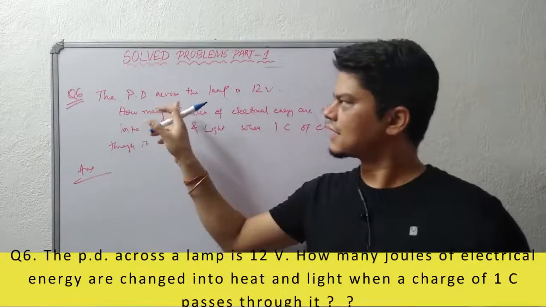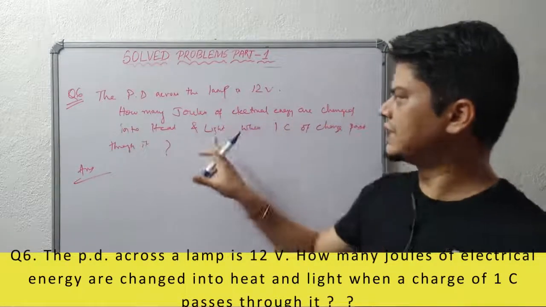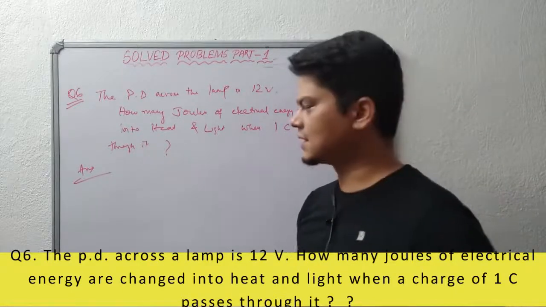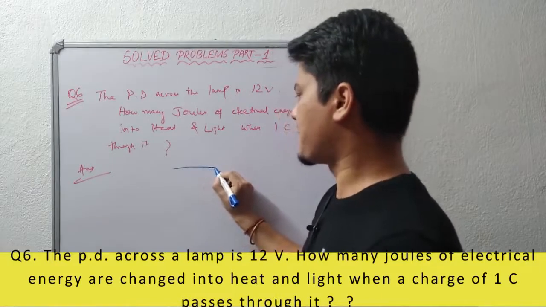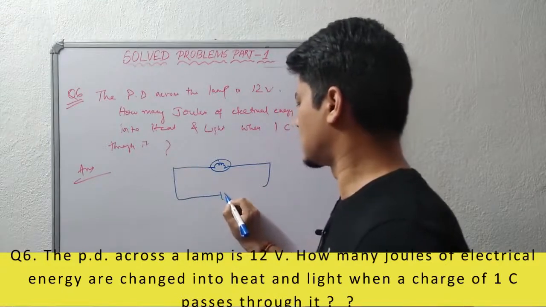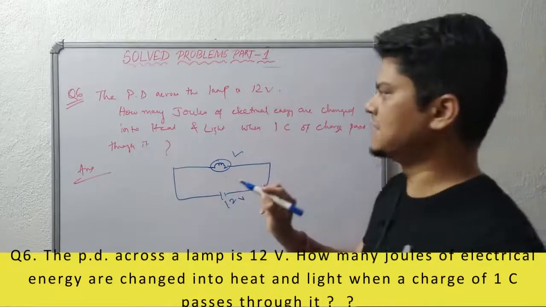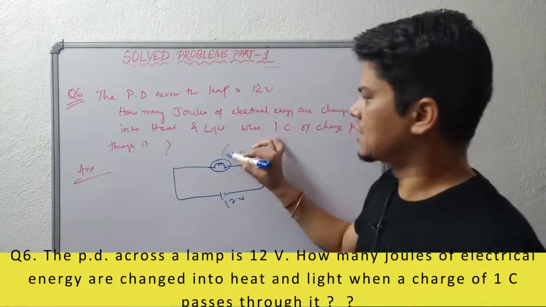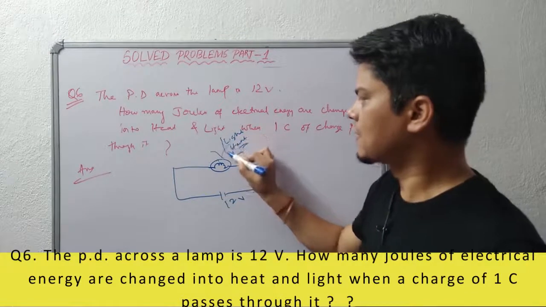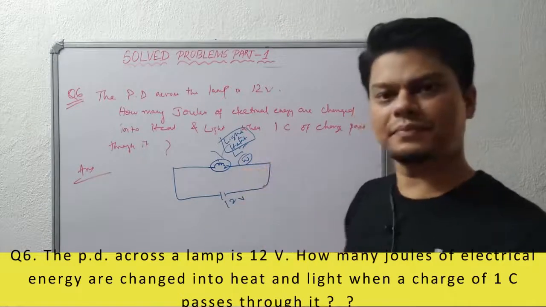The potential difference across the lamp is 12 volt. How many joules of electrical energy are changed into heat and light when 1 coulomb of charge passes through it? So let's understand this question in this way. There is a lamp. It is connected to a potential difference of 12 volt. This is a lamp. That means this lamp gives light and some amount of heat is also released. So this light and heat is the work done by this lamp.